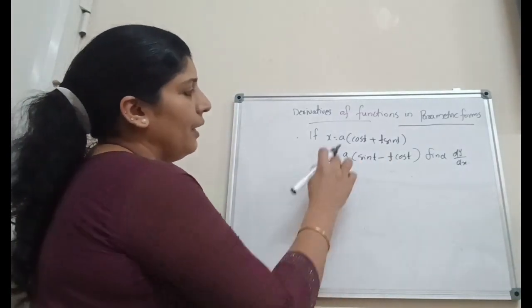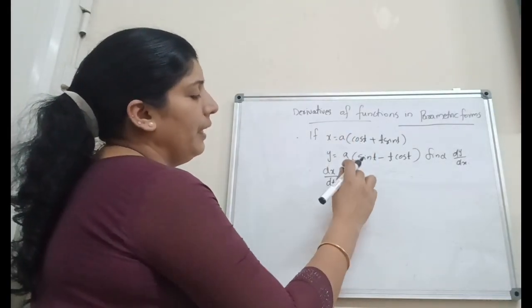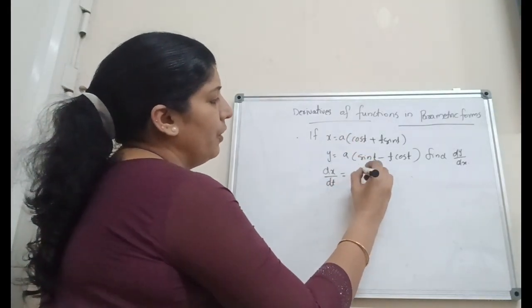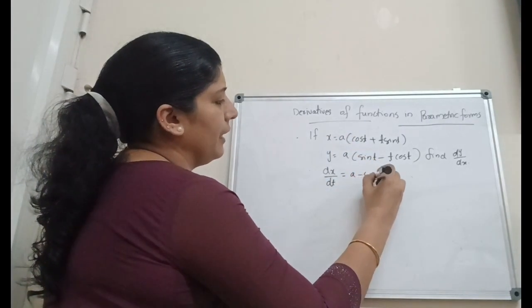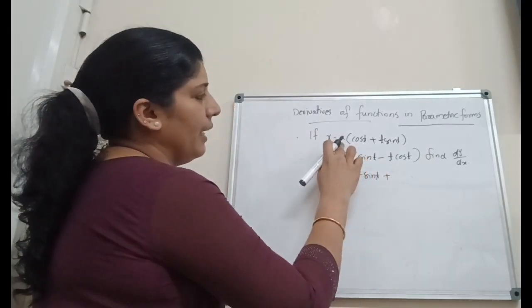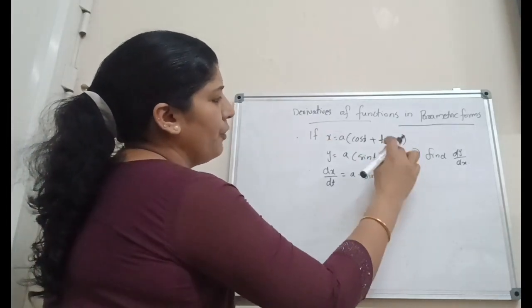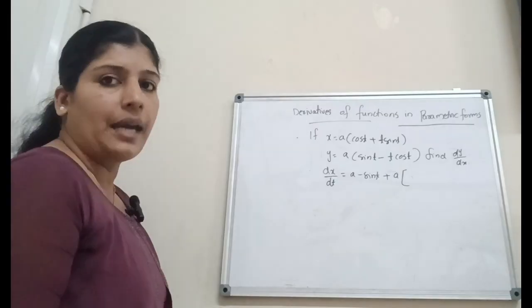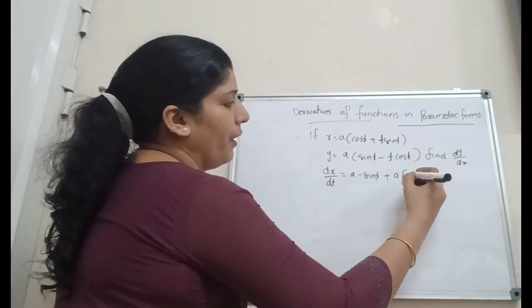That is equal to d by dt of a into (cos t plus t sin t). That is a into d by dt of cos t, which is minus sin t, plus next we can consider a into t sin t. Here we have to apply the product rule.